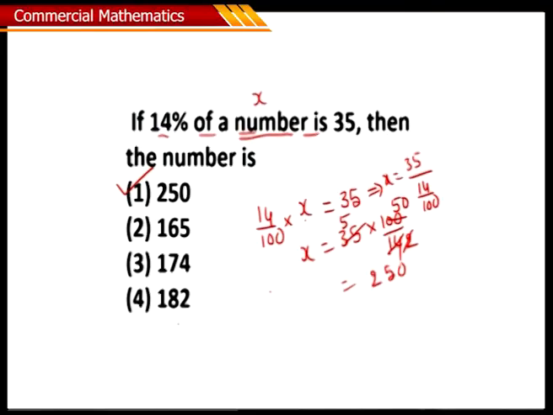While coming to percentages, percentage means per 100. So 14% means 14 by 100. Then "of" means multiplication. Because we don't know this number, which we have to find, we considered it x. That is, 14% of x is equal to 35. That's how we solve this problem.